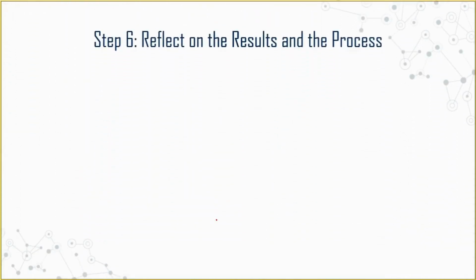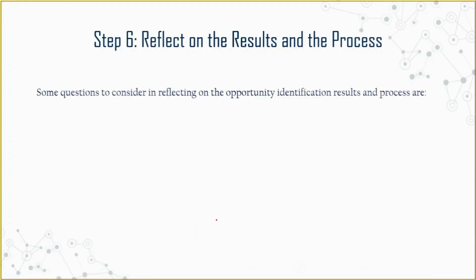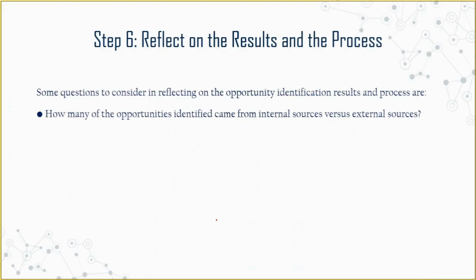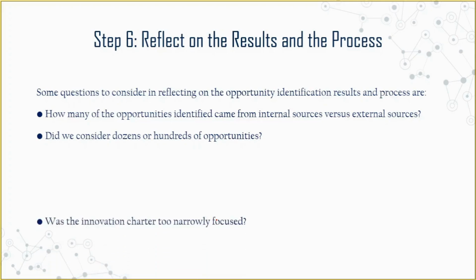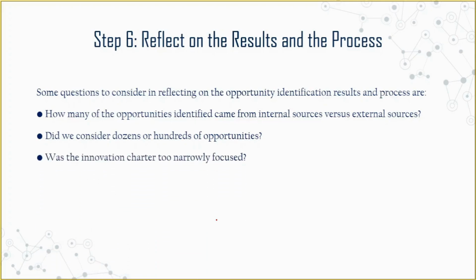Then once you are done with all these steps, say, step 5 and other steps, you are going to ask the question in the last step, that is reflect on the results and the process. And what it says is, how many of the opportunities identified came from internal sources versus external sources, you are going to see here. Then, did we consider dozens or hundreds of opportunities, you are going to finalize this. Was the innovation charter too narrowly focused? Here you are going to discuss.